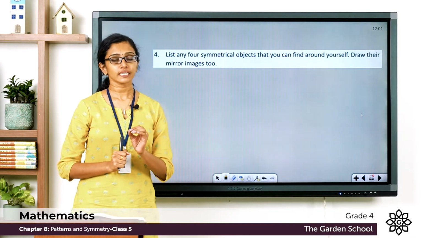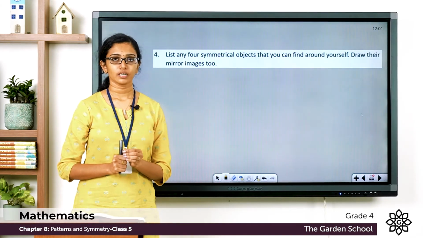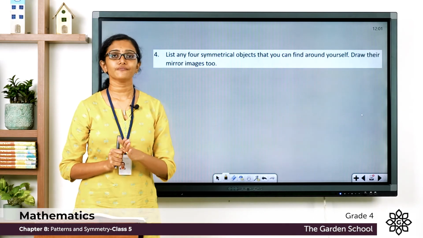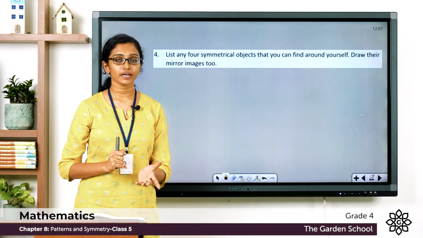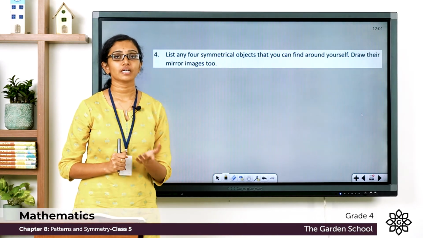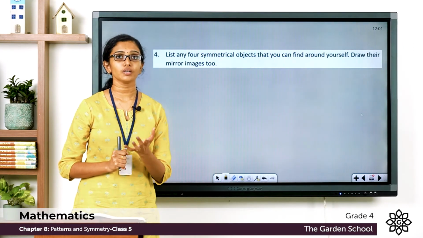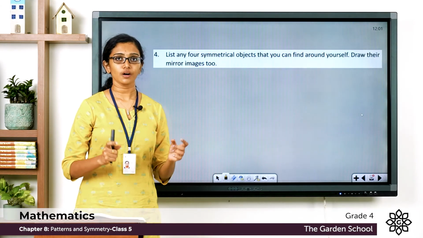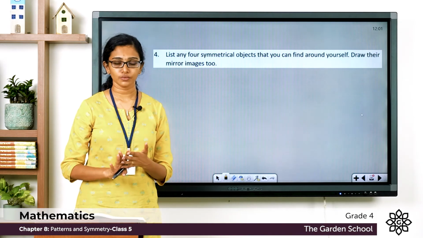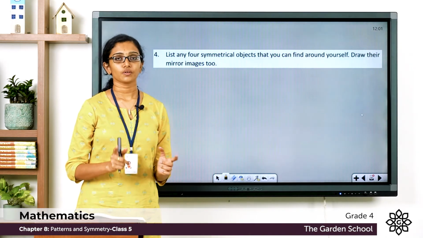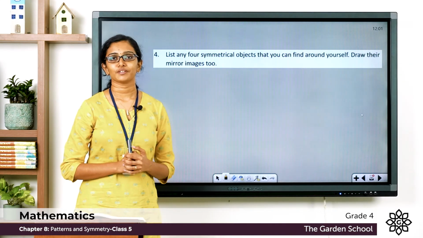You have to draw these 4 objects in your notebook. You also have to draw their reflection, how they would appear in a mirror. You have to draw their reflections, which are also called mirror images. So list out 4 symmetrical objects around you and draw their mirror images in your notebook.